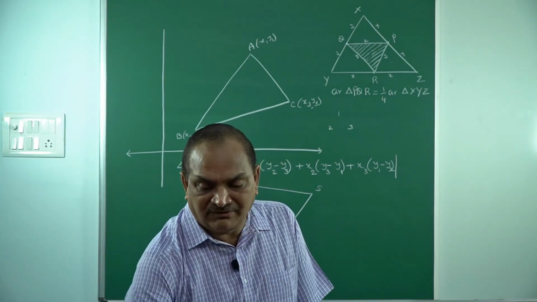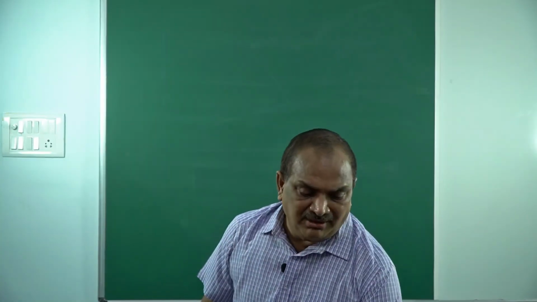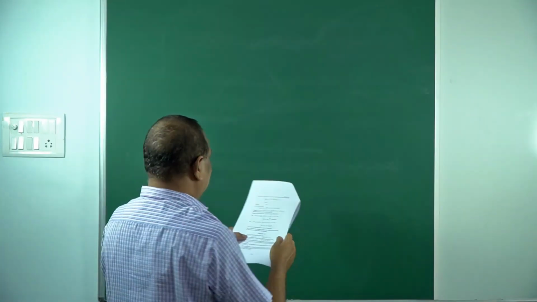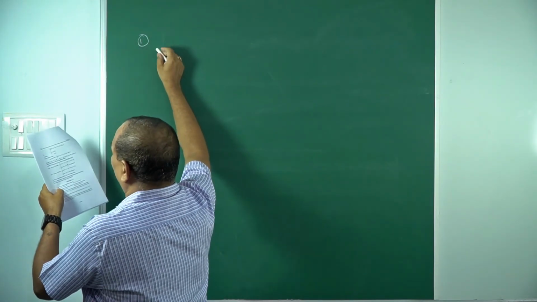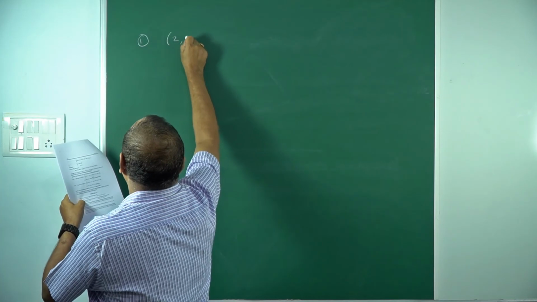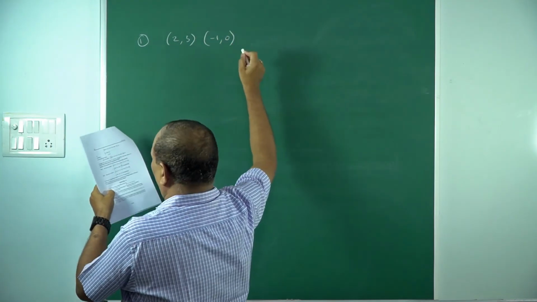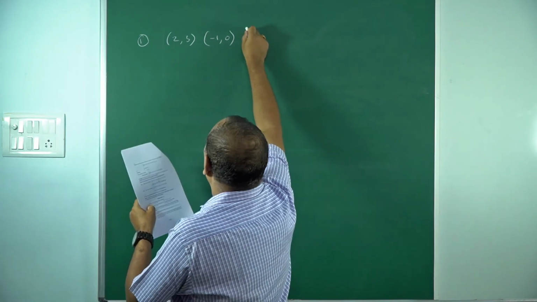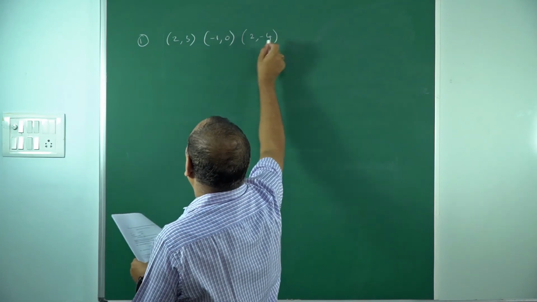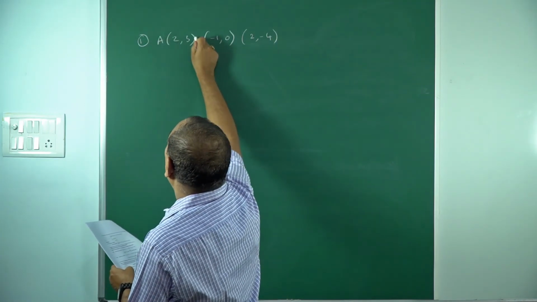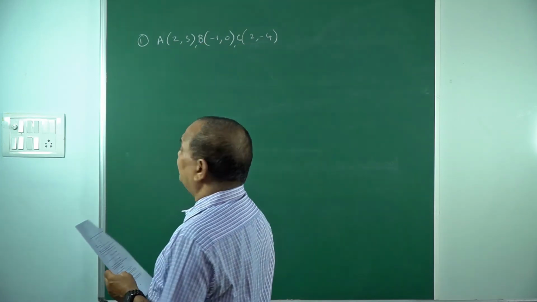Let us start doing a few problems so that you like it. And my first problem is, you are given three vertices and you need to find out the area of the triangle. The vertices are (2, 3), (-1, 0), and the last vertex is (2, -4). So this is a triangle ABC, okay, for our consideration.